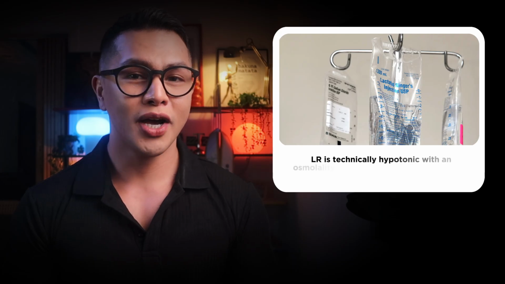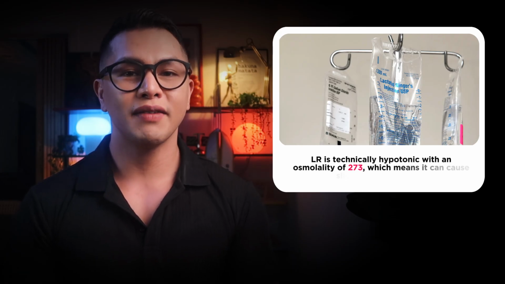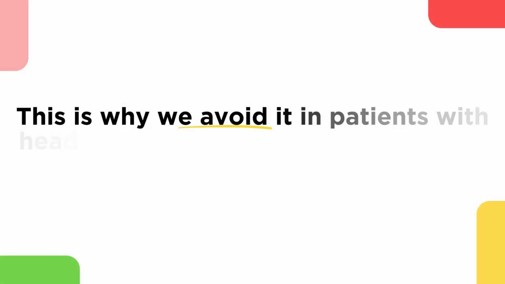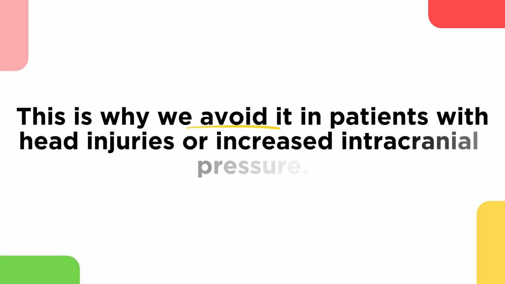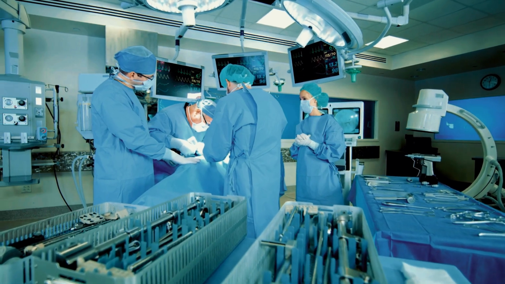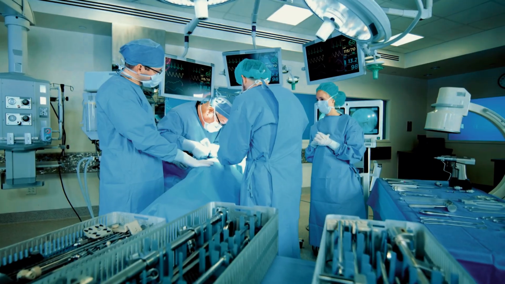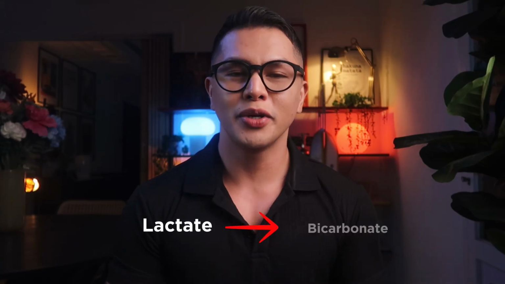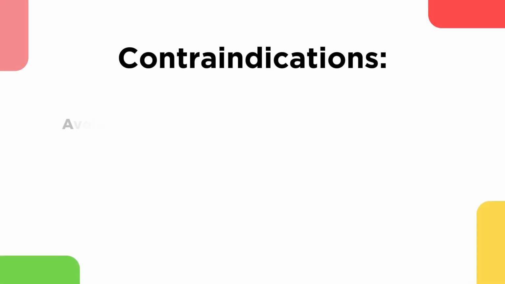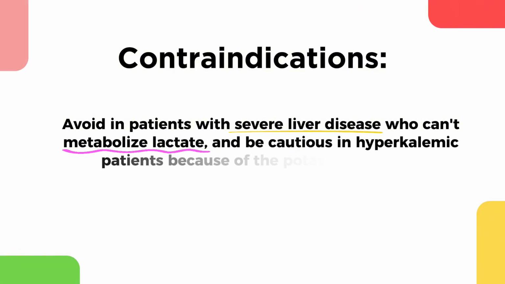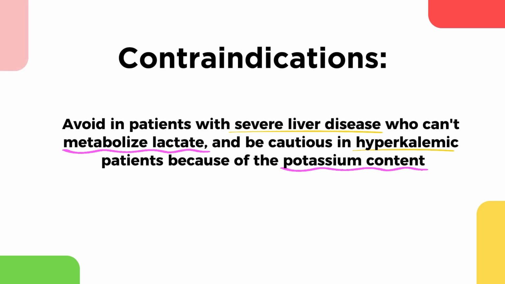LR is technically hypotonic with an osmolality of 273, which means it can cause slight cellular swelling. This is why we avoid it in patients with head injuries or increased intracranial pressure. When do we use LR? It's excellent for surgical patients, trauma resuscitation, and anytime you need large volume replacement. It's also great for patients with metabolic acidosis because that lactate converts to bicarbonate. Here are some contraindications. Avoid in patients with severe liver disease who can't metabolize lactate, and be cautious in hyperkalemic patients because of the potassium content.